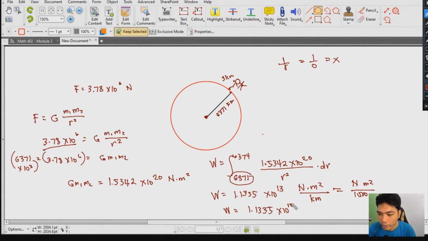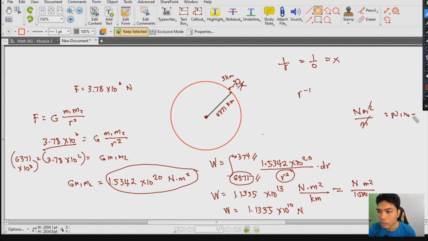Therefore, your work would be 1.1335 times 10 to the 10. So, that would be your unit, or your exponent, then Newton. Because that is Newton meter squared per kilometer. Again, this Newton meter squared came from the value of your GM1, M2, the unit Nm squared, and your r is in terms of kilometer. And remember, since upon integration it becomes r to the negative 1, it's just kilometer, not kilometer squared. So, Nm squared over 1,000 would give you the cancellation of Nm squared over m, which leaves you the Newton meter, which is actually in joules.